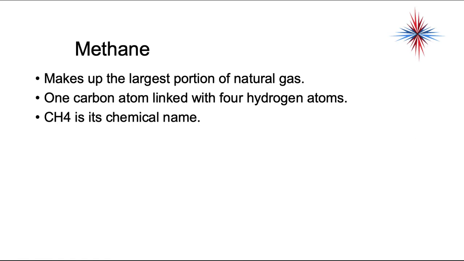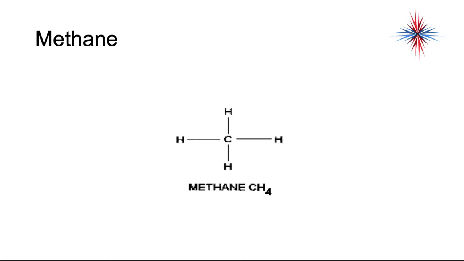Methane makes up the largest portion of natural gas. One carbon atom linked with 4 hydrogen atoms is methane. CH4 is its chemical name. And it looks like this. Okay, we have 1 carbon atom, 4 hydrogen atoms.